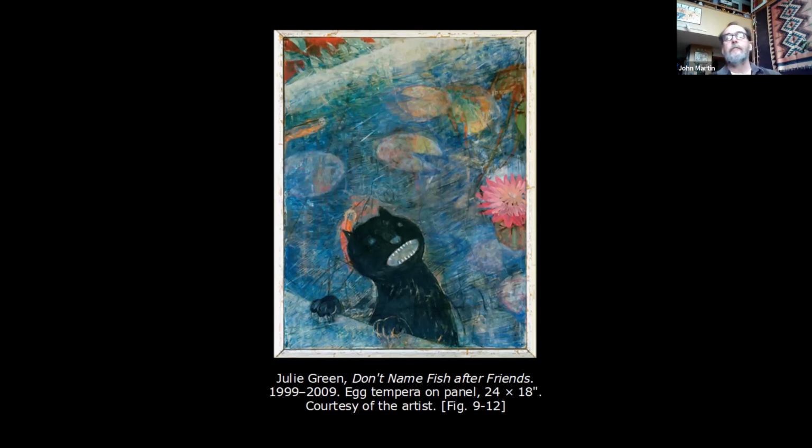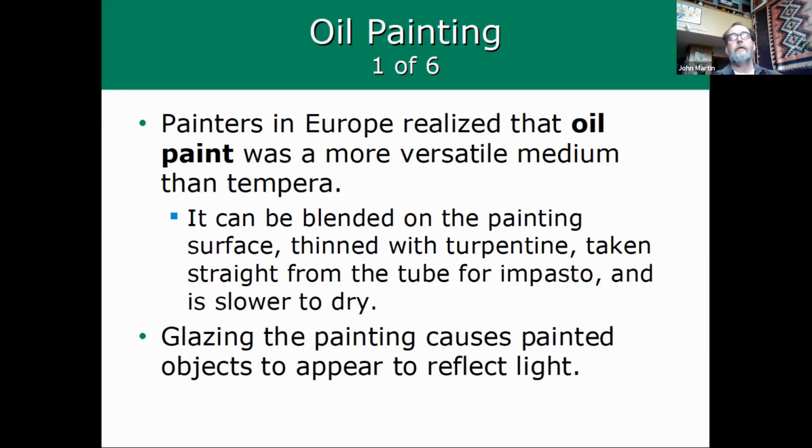Painters in Europe realized that oil paint was a more versatile medium than tempera. It can be blended on the painting surface, thinned with turpentine, taken straight from the tube for impasto, and is slower to dry. Glazing the painting causes paint to reflect light.